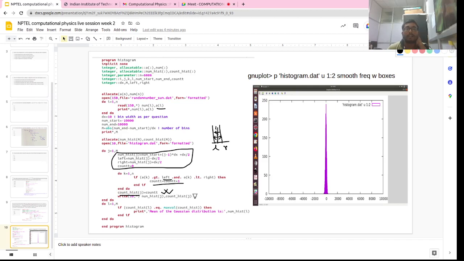Fine. And then we write those two things, that is the number corresponding to a particular bin, and the count corresponding to a particular bin. And then what we can do is calculate the mean of the Gaussian distribution. As you see from this plot, this is a kind of Gaussian distribution, although the width is not too much. I used GNU plot to plot this histogram.dat file, and this is the output. You see the mean of this histogram is close to zero. Whenever you run this program, the mean of the Gaussian distribution will come close to zero, which in my case I think is about 5. So this is the way you can write this program and run this program.